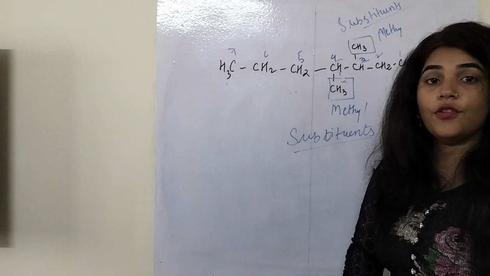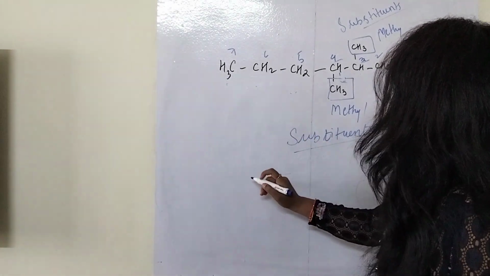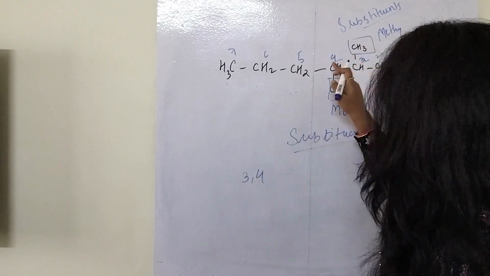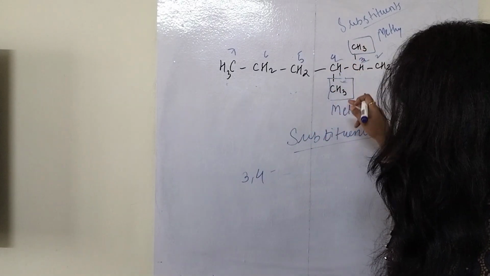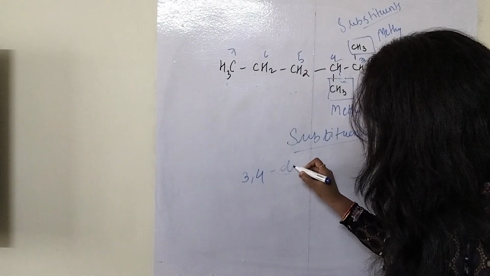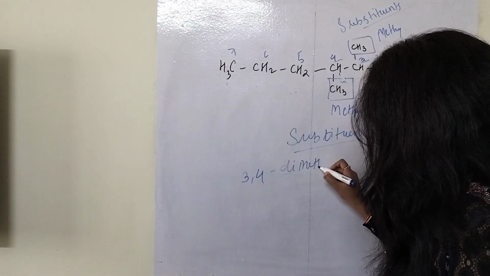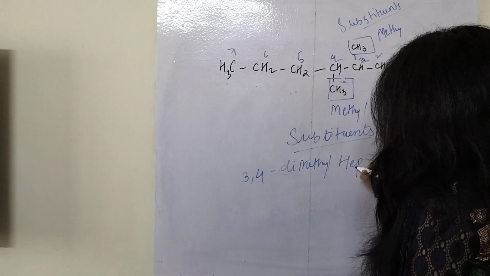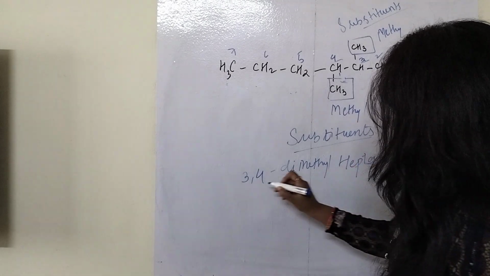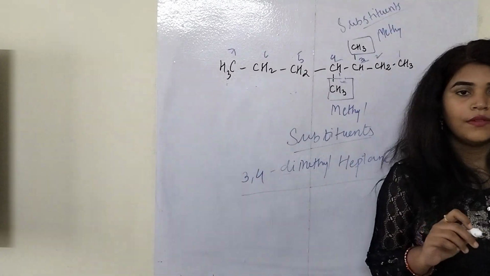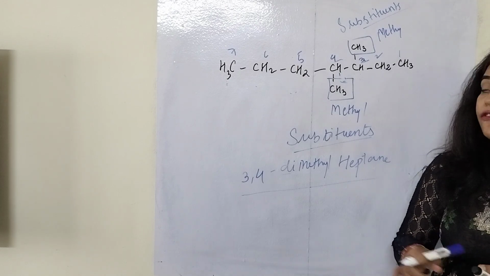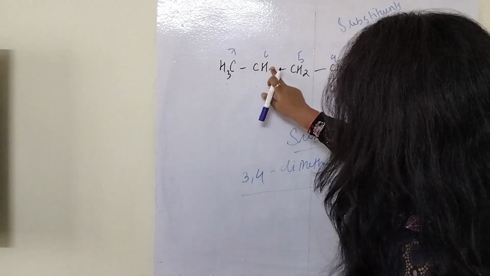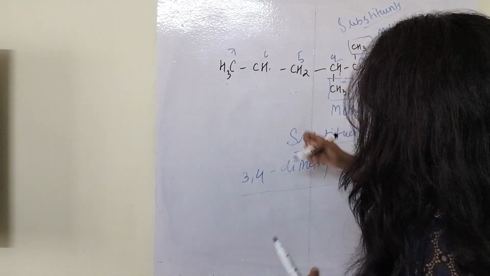So the name of the compound will become 3, 4, right? 3, 4, and there are two methyl groups attached, so it will be dimethyl heptane. Okay. Now suppose there are 3 substituents, so I will put another substituent from here. I will put another substituent.